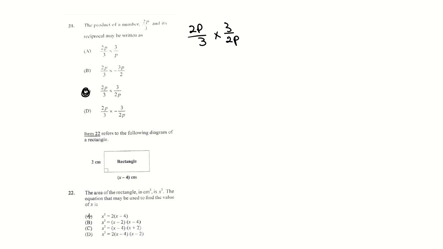We got A, which was x squared. So let me just read it before I just jump the gun. They told you that the area of this is x squared, right? And they want the equation that may be used to find the following values of x. So this multiplied by this is giving you x squared. So x squared is 2 by x minus 4, which is correct. So the answer would be E.